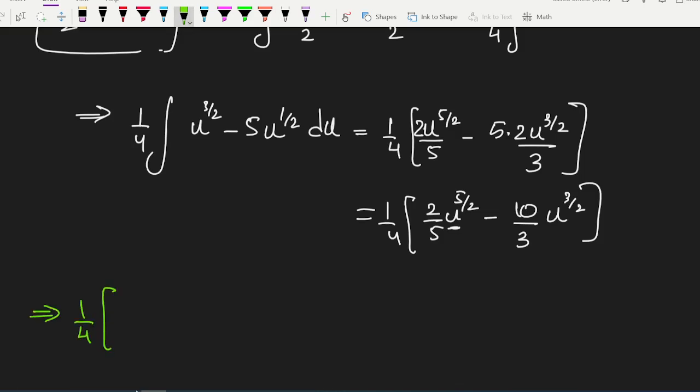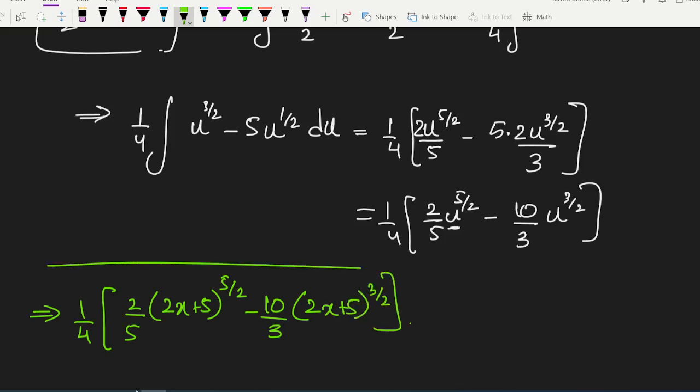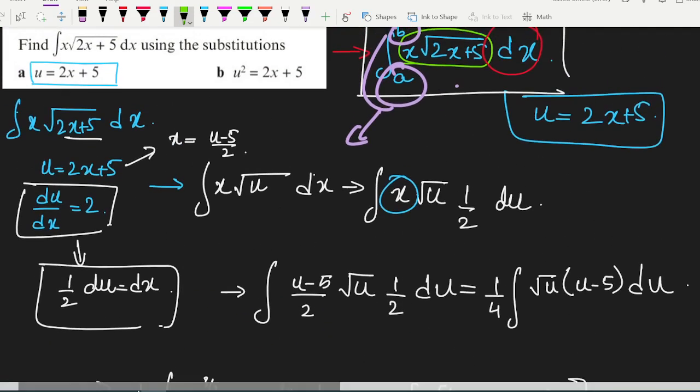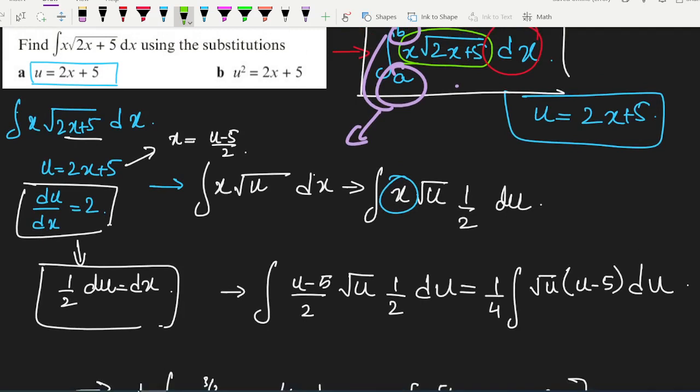1 over 4, 2 by 5, 2x plus 5 raised to the power of 5 by 2 minus 10 by 3, 2x plus 5 raised to the power of 3 by 2. This is my final answer, right? Using u substitution. Are you clear on this? Okay. So this is the u substitution of part A.